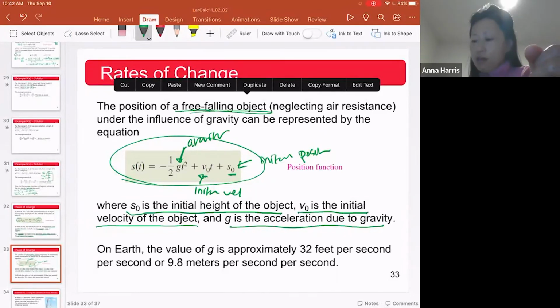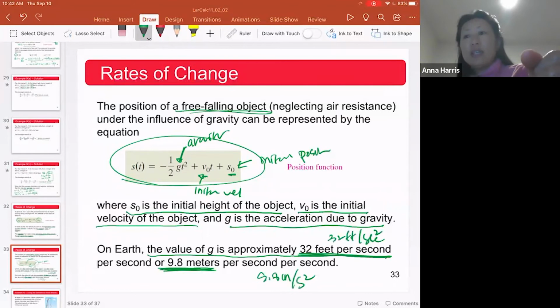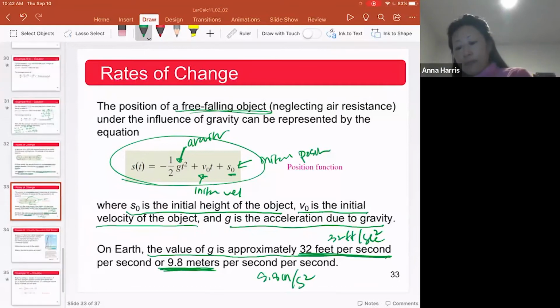On Earth, the value of G is approximately 32 feet per second squared. If you want to do feet per second, it's 32. If you want to do meters per second, you do 9.8. Okay, you get 9.8 meters per second squared, or you can do 32 feet per second squared. That's your gravity. It's just a different unit. It's the same thing, but a different unit, okay?